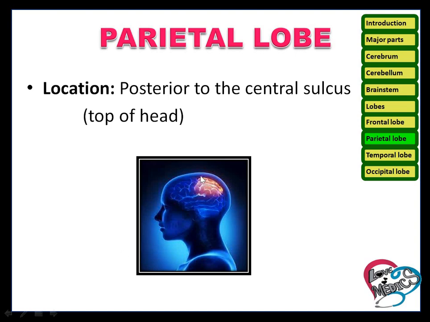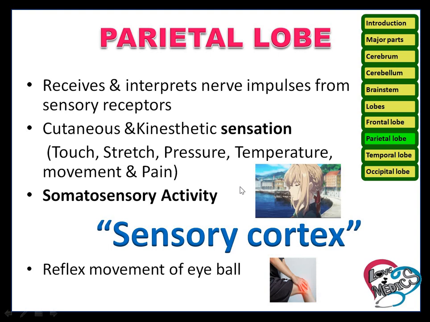Parietal lobe, it is located posterior to the central sulcus and at the top of the head. If we want to take a book or something, first the sensory impulse reaches the brain and the signal is interpreted and we move the hand and take the object. The movement is motor activity. So the sensation is regulated by the parietal lobe and the movement is regulated by the frontal lobe.